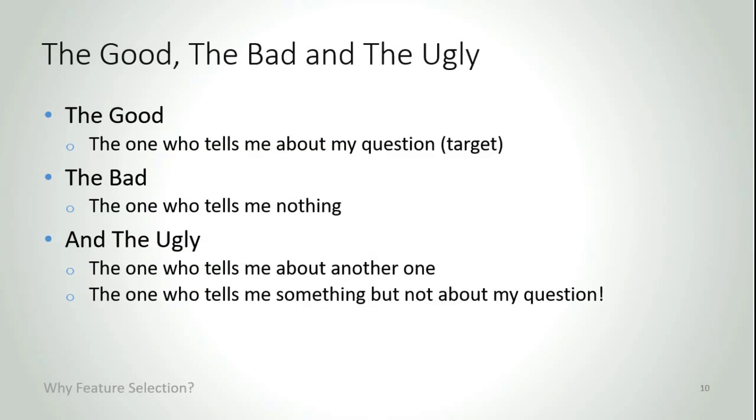The good, the bad, and the ugly. The good feature is the one that tells me about my question, which is classes, target. A good feature tells me explicitly about my question. The bad feature actually doesn't tell me anything. And the ugly feature is the one that tells me about another one. So a feature that tells me about another feature, or the one that tells me something but not about my question. So there is something in the feature, but it doesn't correlate much with the target. We see them all.